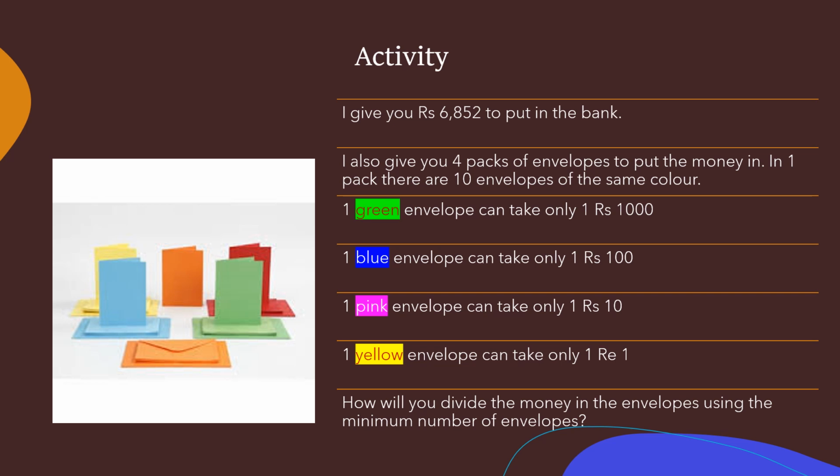Which means, suppose I have to put rupees 200, I am going to need 2 blue envelopes, and I can put 100 in only one blue envelope. So the activity that you have to do is, how will you divide the money 6,852 in the envelopes using the minimum number of envelopes? You have got 5 minutes to do this activity. You can take your time, and while you are doing the activity you can pause the video. Once you are finished you can come back and start watching the lesson.